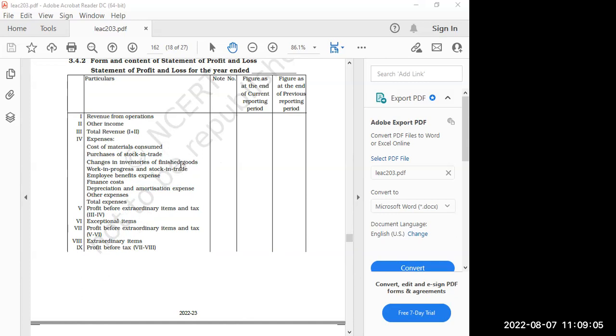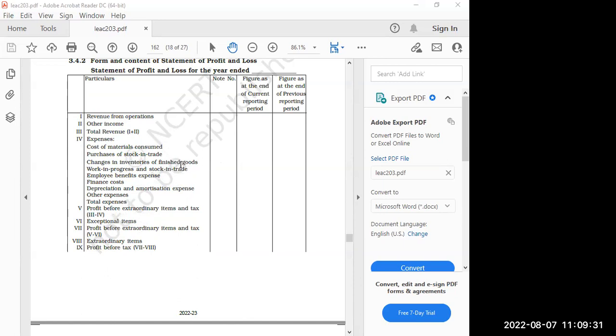So this format is fine. Now expenditure we are talking about. So cost of materials consumed I explained to you. Purchase of stock in trade I explained to you, and then change in inventory. So this opening stock will be there in the trial balance. Closing stock won't be there in the trial balance.